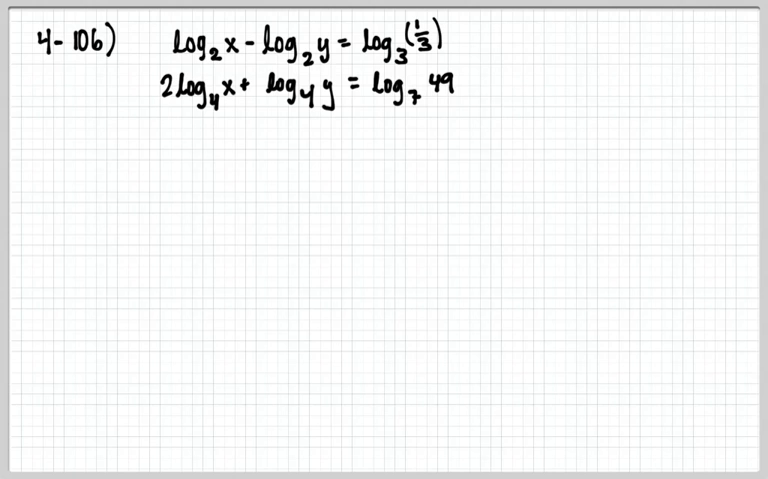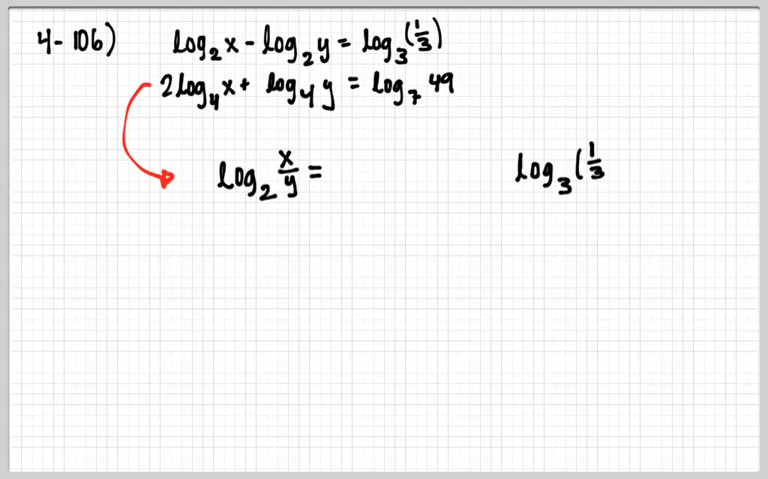It would be nice if we could actually use elimination here, like eliminating these terms, but we can't because the bases are not the same. So the first thing that might help us is to condense each of these and see what happens. If we condense, we get log base 2 of x over y is equal to log base 3 of 1/3. Log base 3 of 1/3 is equal to -1. So we can substitute -1 in here.